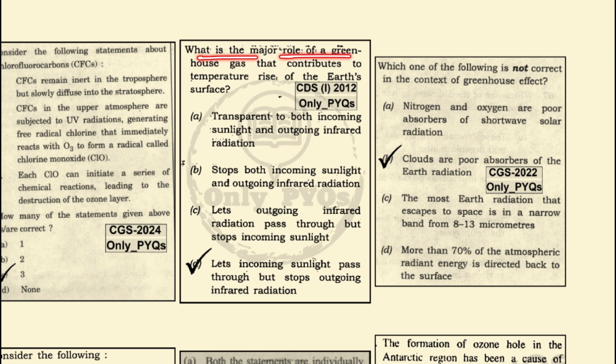What is the major role of the greenhouse gases that contribute to the temperature rise of the Earth's surface? It is that it lets incoming sunlight pass through, but it stops the outgoing radiations.